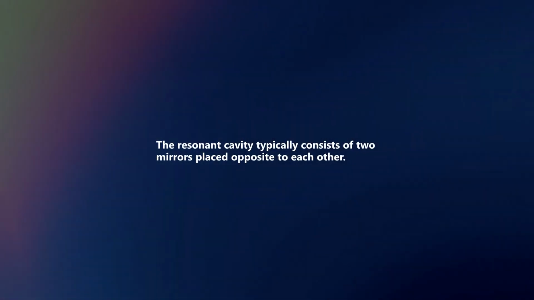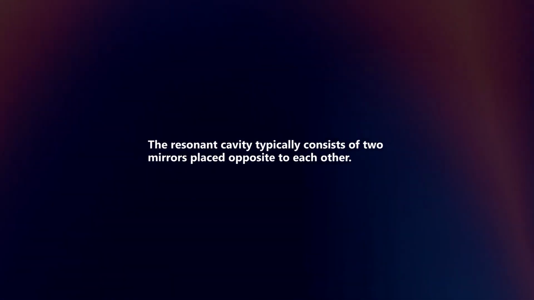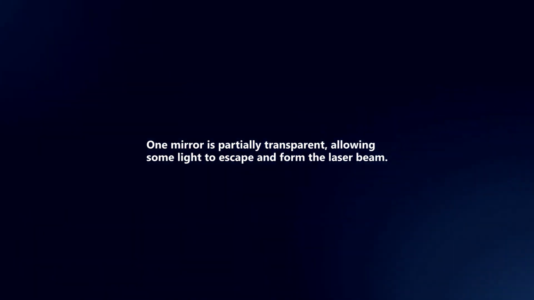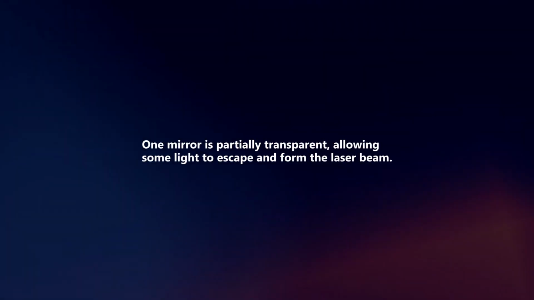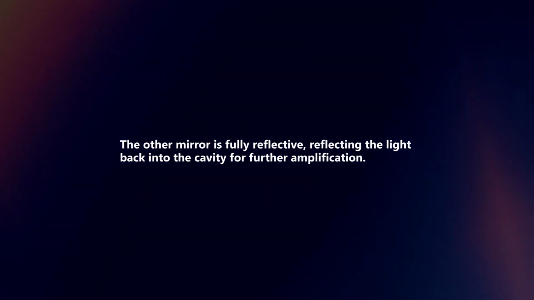The resonant cavity typically consists of two mirrors placed opposite to each other. One mirror is partially transparent, allowing some light to escape and form the laser beam. The other mirror is fully reflective, reflecting the light back into the cavity for further amplification.